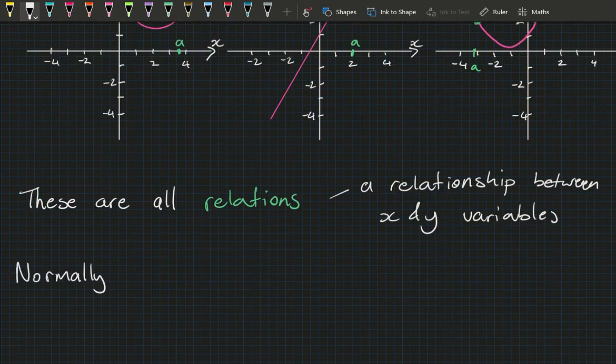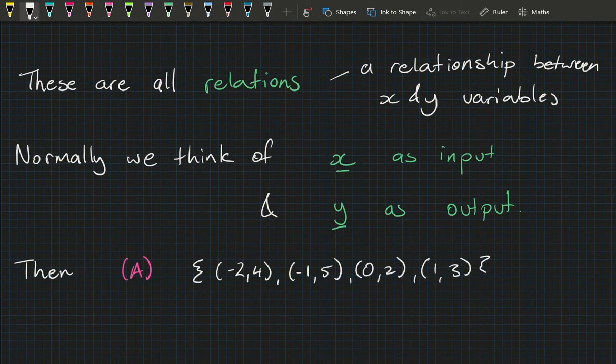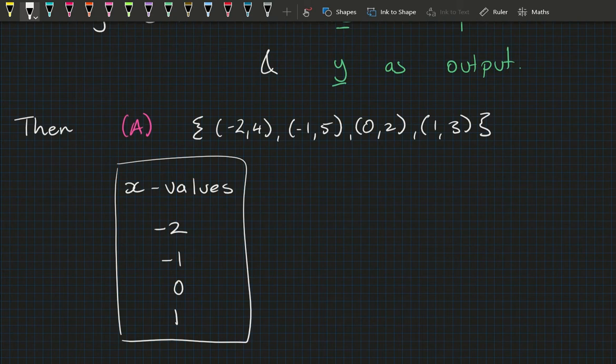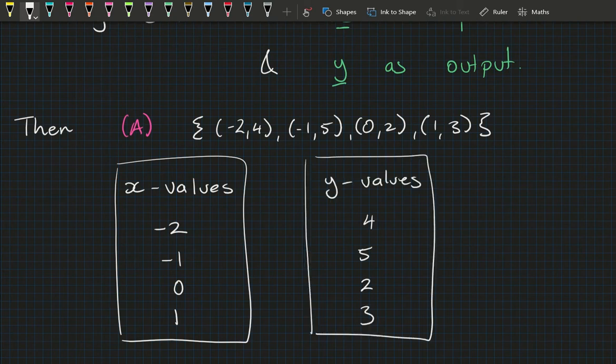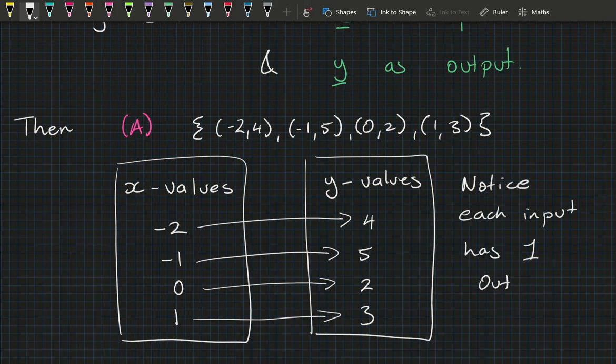So normally we think of x as the input and y as the output. So we can examine that with that set that we called A. Now it has x values -2, -1, 0 and 1, and y values of 4, 5, 2 and 3. And what those ordered pairs state is that the input value of -2 goes to 4, and when you read the other points we've also got -1 to 5, 0 to 2 and 1 to 3. Now you notice that each input has just one output there.